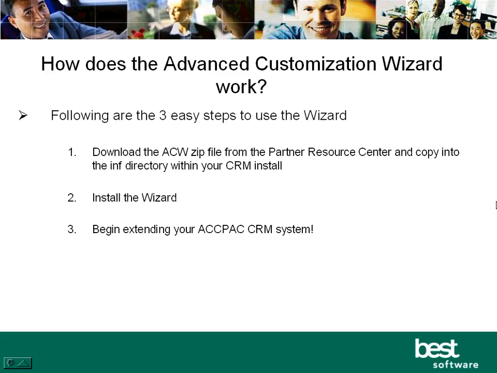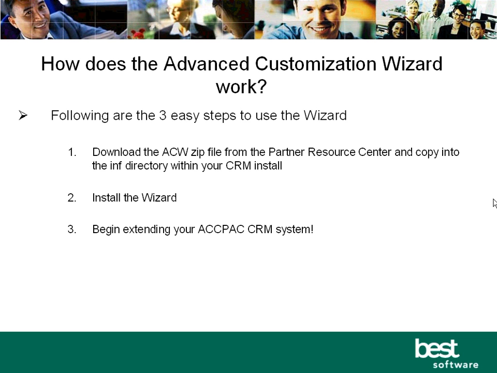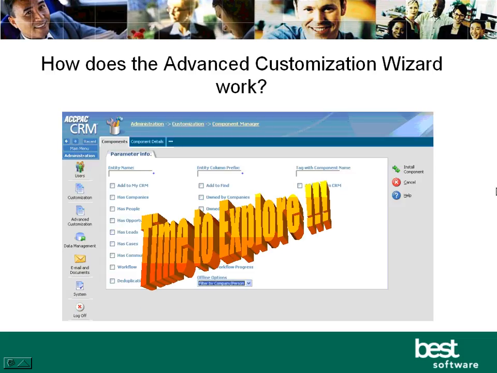There's 3 easy steps to using the wizard. Firstly, download the wizard zip file from the Resource Center and copy it onto your server. Secondly, you install the wizard. And thirdly, begin customizing and extending your Acpac CRM system using the wizard. So, let's take a look and see how this thing works.